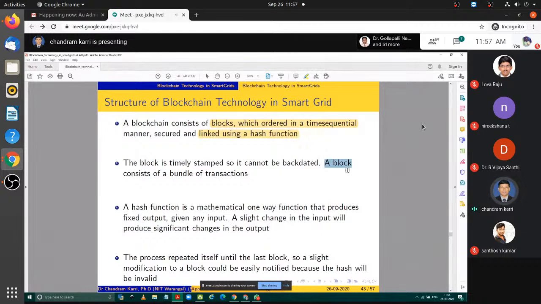Each block consists of a bundle of transactions. So that means you know what the function of each block is, and how transactions happen. What is a hash function? I told it is a mathematical expression that produces a fixed output given any input. So input is given, the hash function is executed, and finally you get the output.